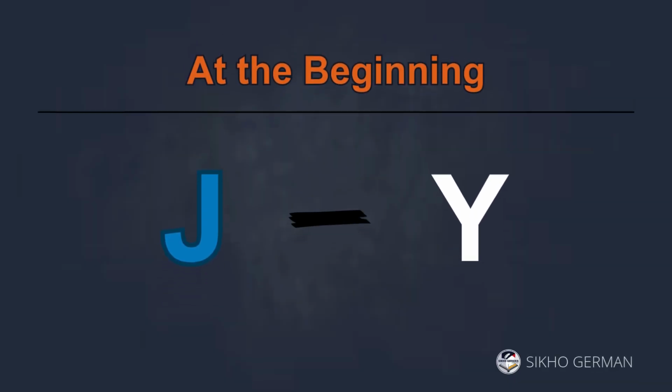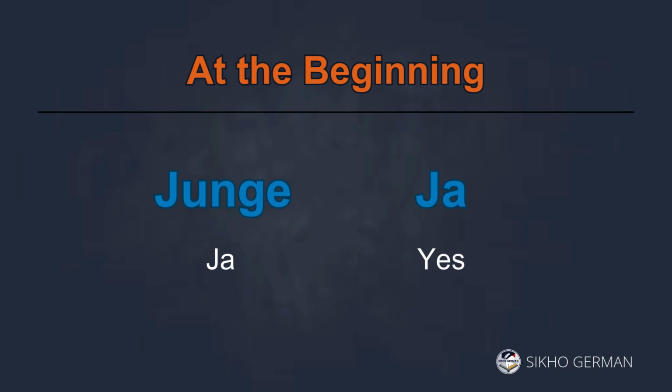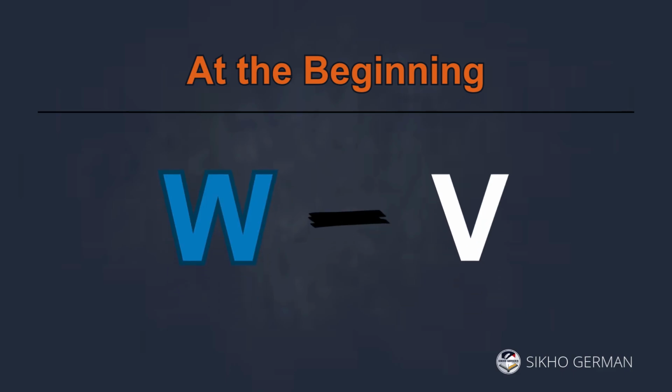Let's start with our first rule. In German, when a word begins with the letter J, it sounds like the English Y. This is different from English. In German, J is always pronounced like Y. For example, Junge, that means boy, and Ja, which means yes. Repeat after me. Junge. Ja.